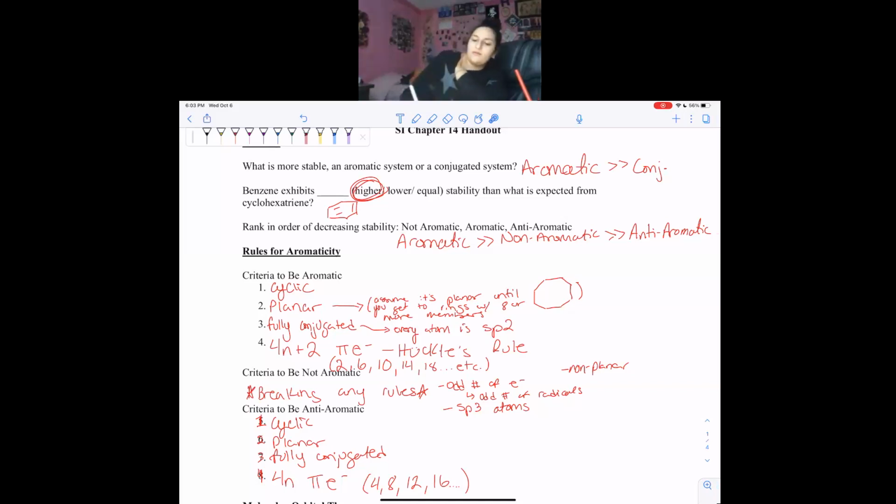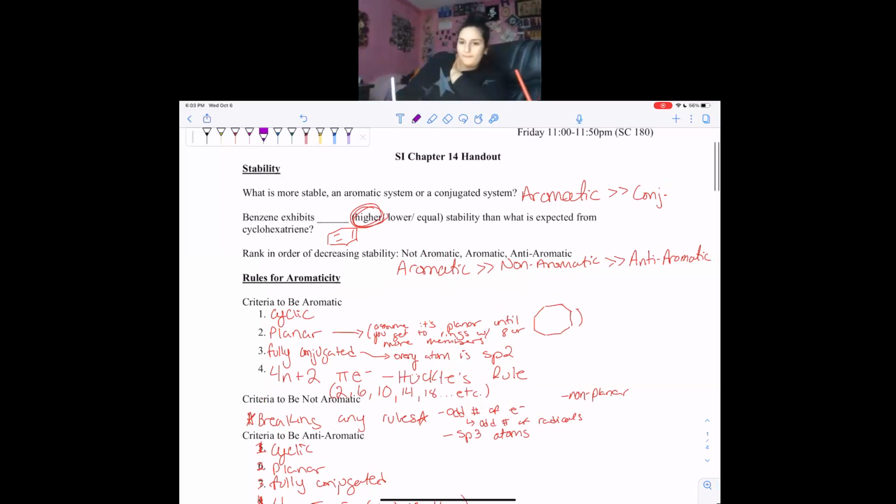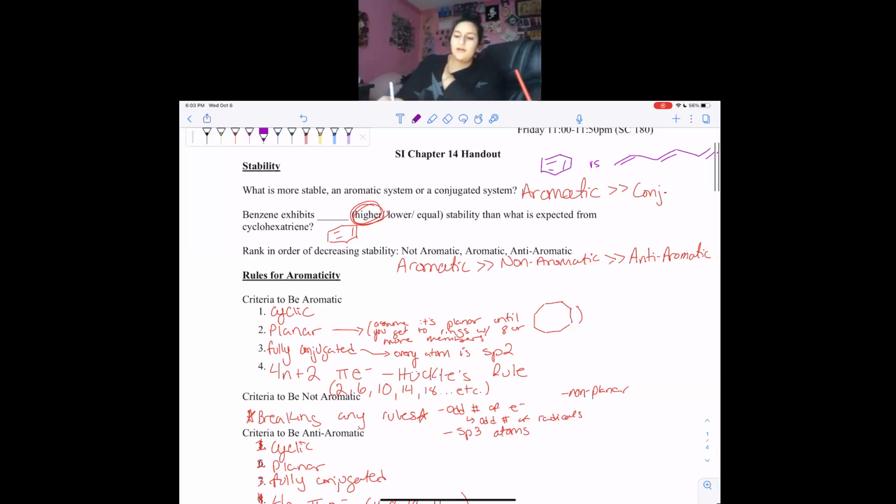So if we have benzene versus this guy, right? They both have 3 double bonds in conjugation. They're both 6 members, right? But the aromatic ring is so much more stable.